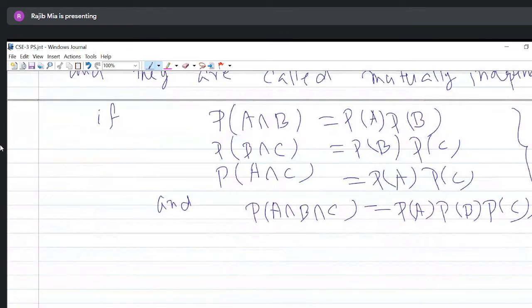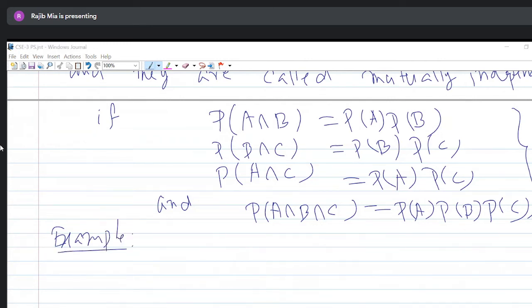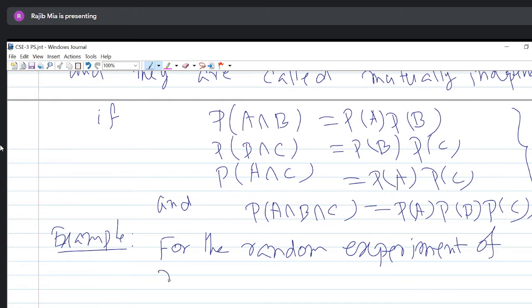For example, for random experiment of rolling two dice.